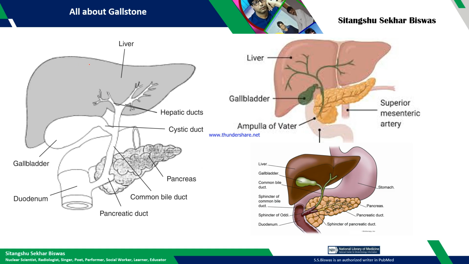So, this is the liver, and these are the intrahepatic ducts. So this is your right hepatic duct, left hepatic duct, then it is coming to this, which is called the common bile duct, and then the cystic duct.